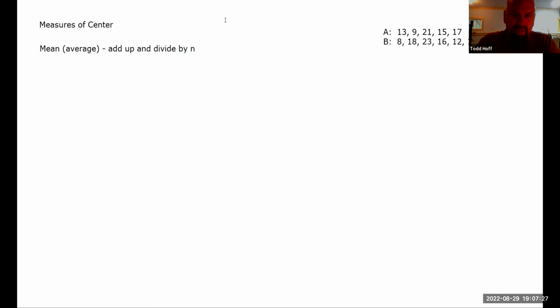Symbol wise, it would look something like this. That symbol is sigma. That X stands for each individual value. So you add up the X values and divide by n. So for data set A, I have 13 plus 9 is 22, plus 21 is 43, plus 15 is 58, plus 17 is 75, divided by 5, that gives me 15 is my mean there.